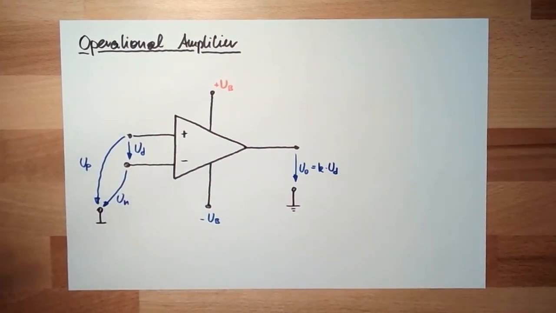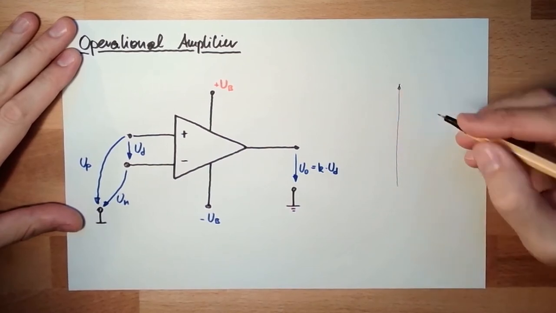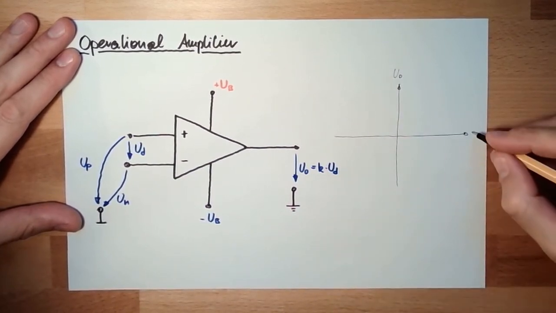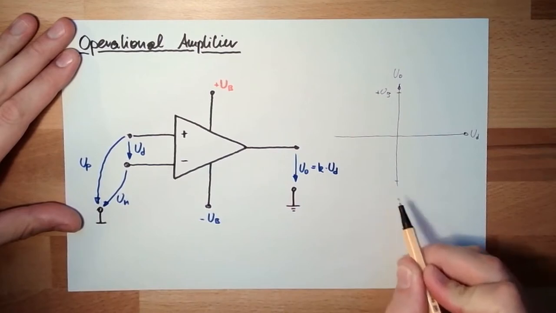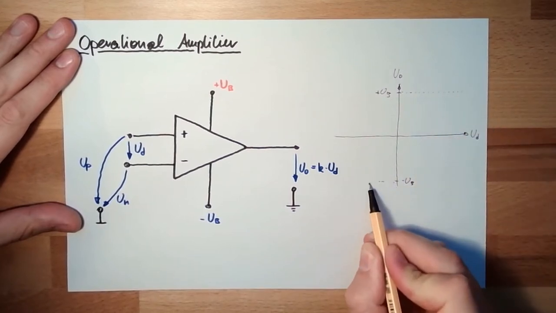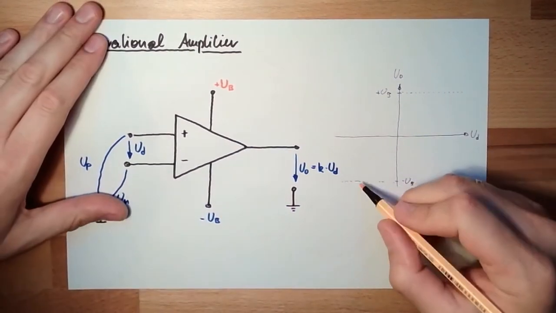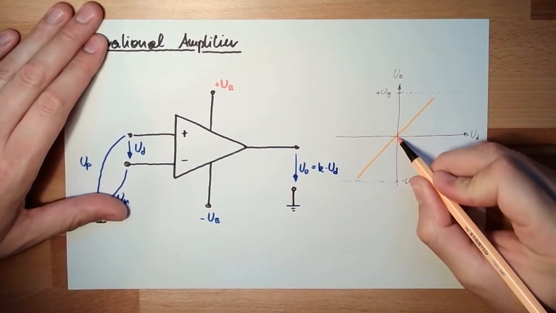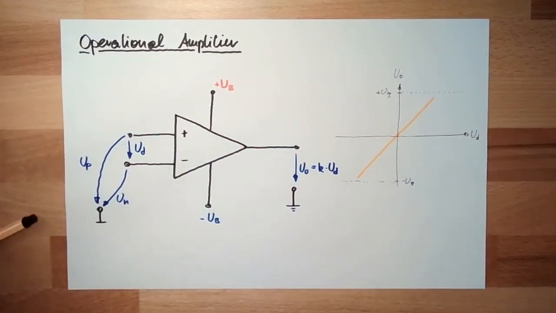In theory, it looks like this. That's the output value. Here we have the differential value. Here we have plus UB and here minus UB, the supply. And then we do have a straight line. That would be perfect if it is straight. Depending on UD, if UD is zero, output is zero. If UD is something, output is something. This is the normal operation mode.